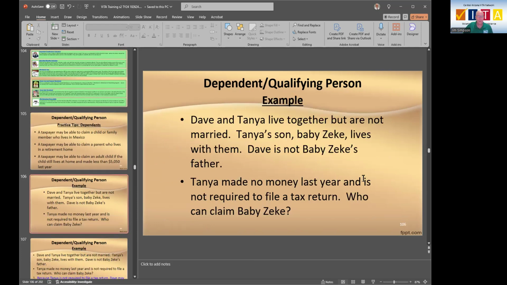Okay. Here's some examples. Maria and Tanya live together, but are not married. Tanya's son, baby Zeke, lives with them. Dave is not baby Zeke's father. Tanya made no money last year and is not required to file a tax return. Who can claim baby Zeke? So put this on pause, go into that 4012 and see if you can answer that, and then come back and restart the video.